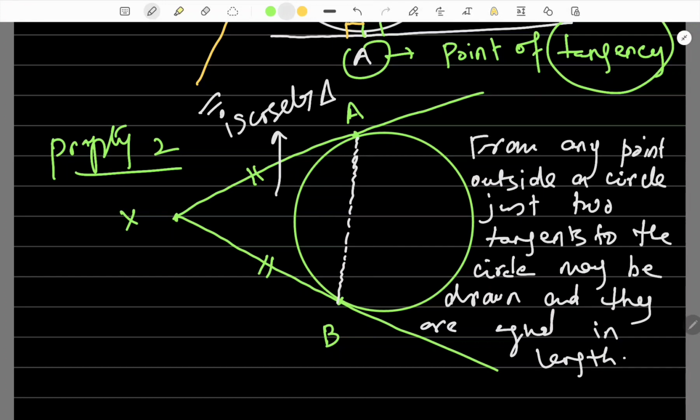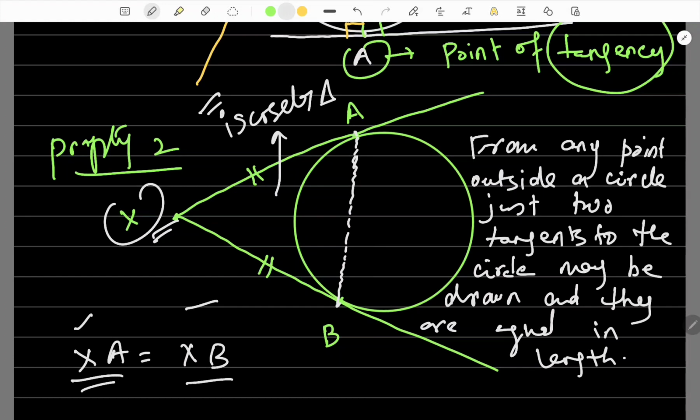So beta, in simple words, if you draw two tangents from some external point on the circle, the length of the two tangents from the external point to the point of contact is equal. This means XA is equal to XB. The length of the two tangents till the point of contact is equal. So this makes this triangle an isosceles triangle. Beta, please remember that. Clarity?